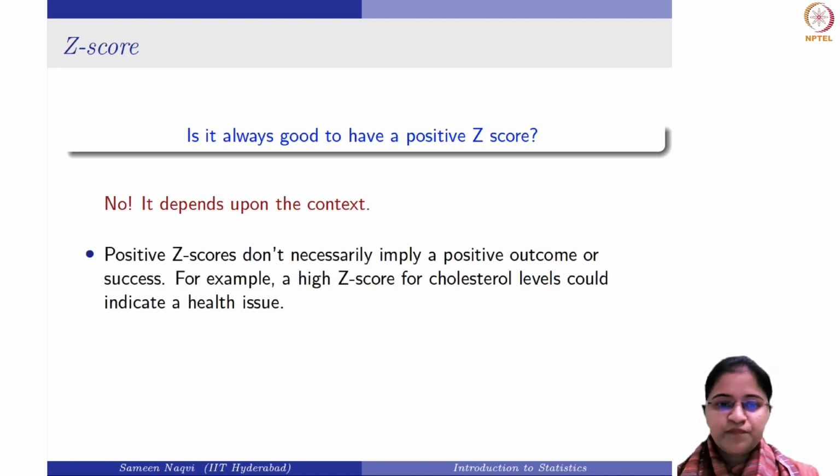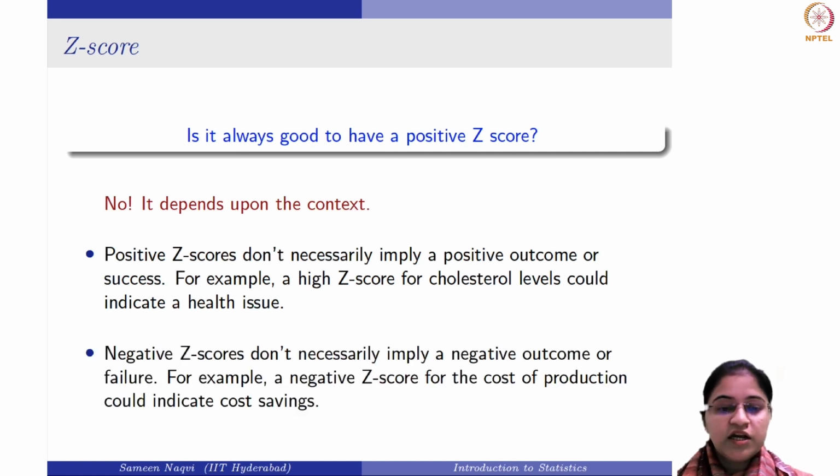For instance, positive z-scores don't necessarily imply a positive outcome, because if you have data where you have the cholesterol levels of a group of people, then if you get a high z-score in that case, we know that high z-score means that for that particular observation, that particular value is higher than the average cholesterol of the group of people. So it can indicate that you have some health issue, because a higher cholesterol level is not good, right?